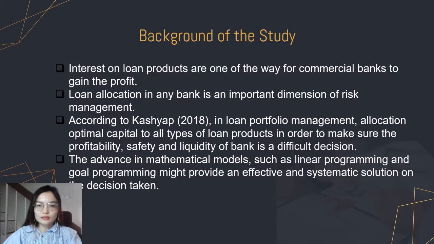Interest on loan products is one of the ways for commercial banks to gain profits. Loan allocation in any bank is an important dimension of risk management. According to Krasniov 2018, in loan portfolio management, allocating capital to all types of loan products in order to ensure the profitability, safety, and also liquidity of the bank is a difficult decision. Hence, advances in mathematical modeling such as linear programming and goal programming might provide efficient and systematic solutions on decision taking.